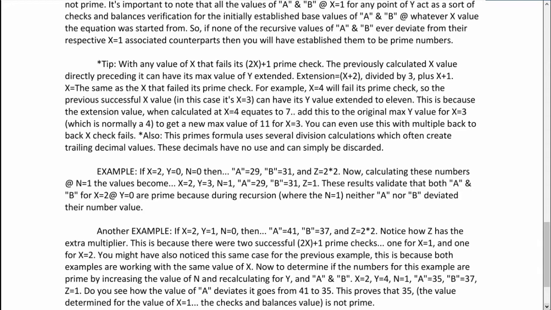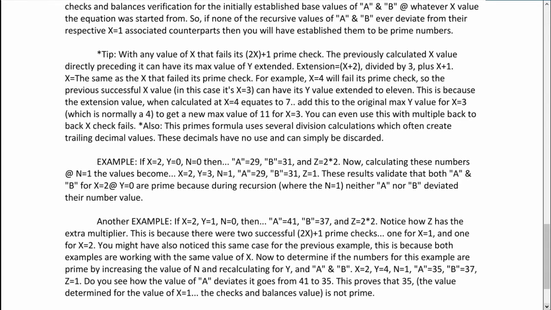Tip: with any value of x that fails its 2x plus 1 prime check, the previously calculated x value directly preceding it can have its max value of y extended. Extension: 2 plus x divided by 3 plus x plus 1, where x equals the same as the x that failed its prime check.